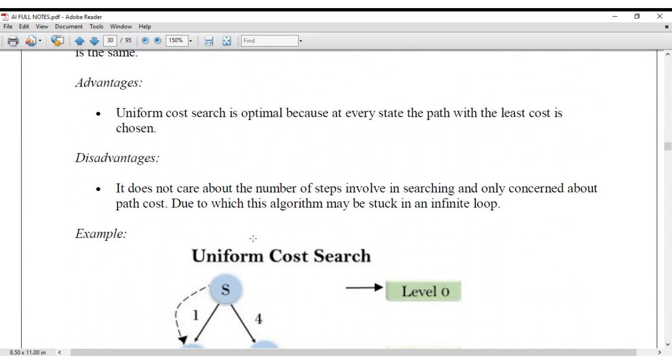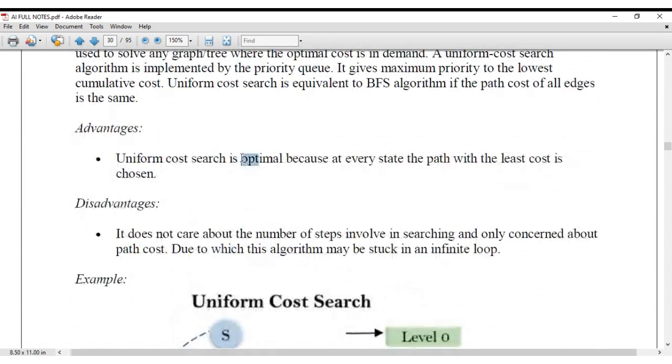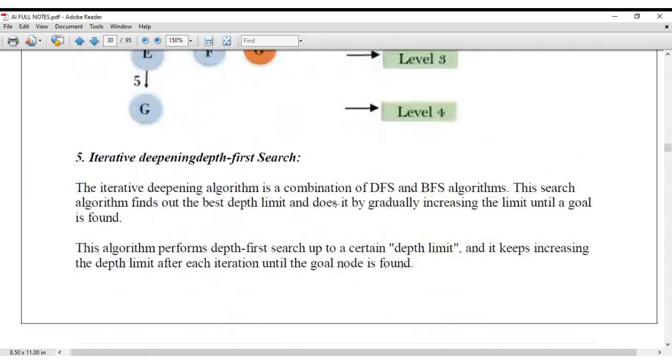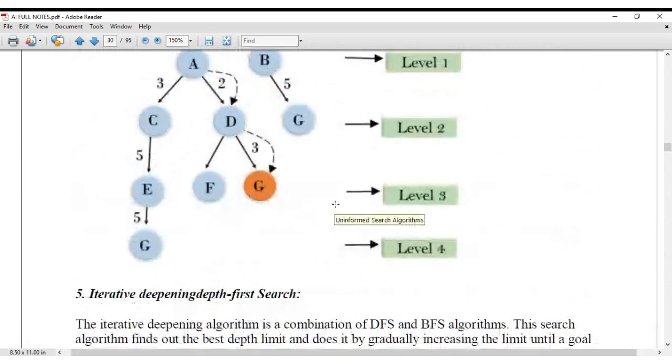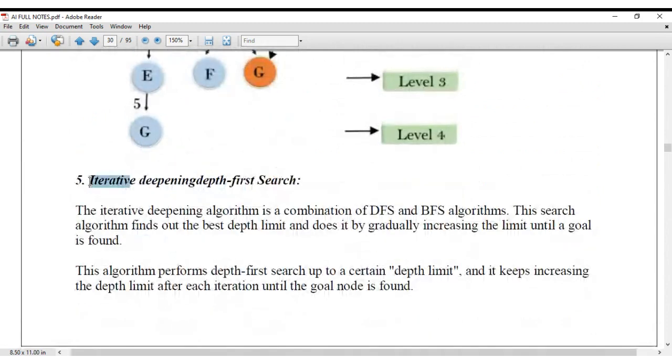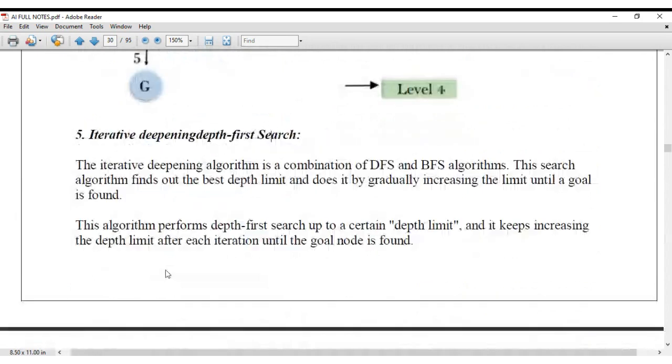So basically, uniform cost is optimal because it uses the least path cost, and it doesn't have to pass through all of them. Okay, when it finds the one which has the least path cost, then it does what? It picks on that. The iterative deepening is a combination of depth first and breadth first.